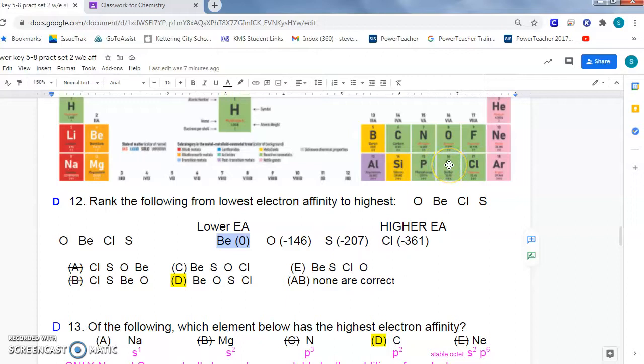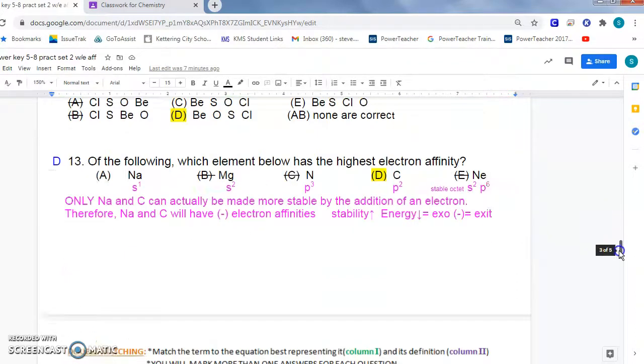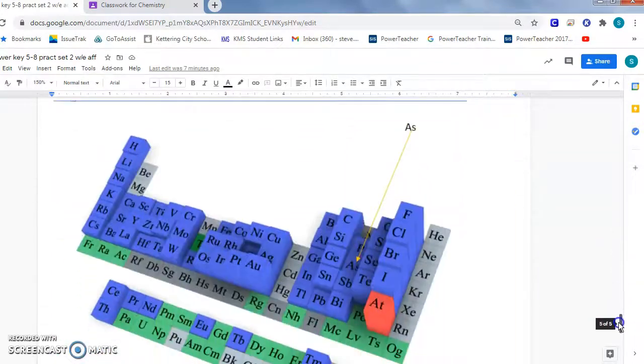So sulfur's affinity is going to be a little more than oxygen's, because sulfur is a little bit bigger and it's easier to force the electron in. So it would take a less initial energy to force the electron in, and then sulfur can release energy as it gets closer to becoming stable. So sulfur's next. And if you look on the table here, you would see that.